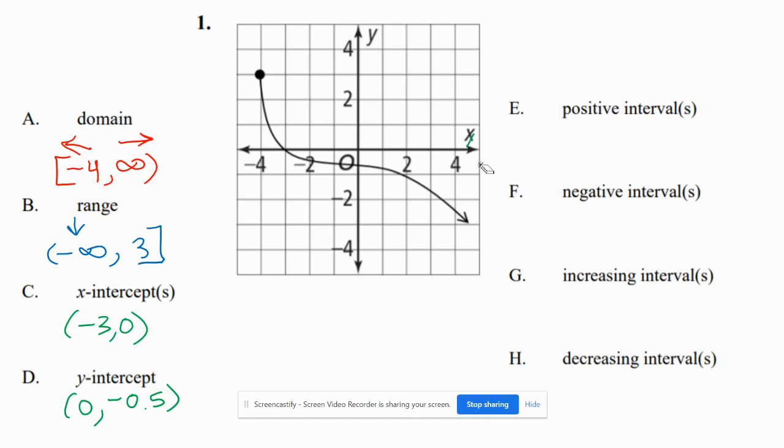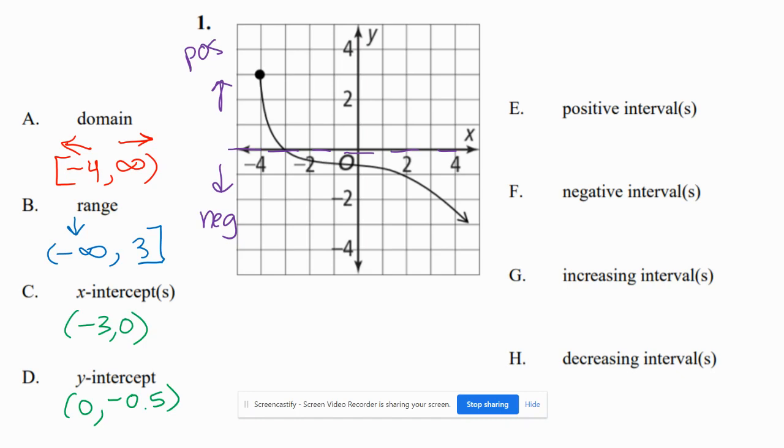Okay. Next thing that they want us to calculate is where there is a positive interval. Keep in mind when they say that, what separates positive and negative is the x-axis. Everything above will be positive, and everything below the x-axis will be negative. Any points that actually touch the x-axis, we don't necessarily want to include because at that point y is 0, and 0 is considered neither positive nor negative.